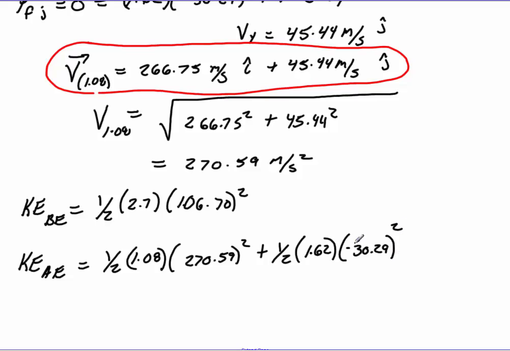Again, make sure you put that in parentheses when you square that. So we'll run those numbers real quick. And let's see here. I take 0.5 times 2.7 times 106.70 squared. That gives me a value of 15,369.60.